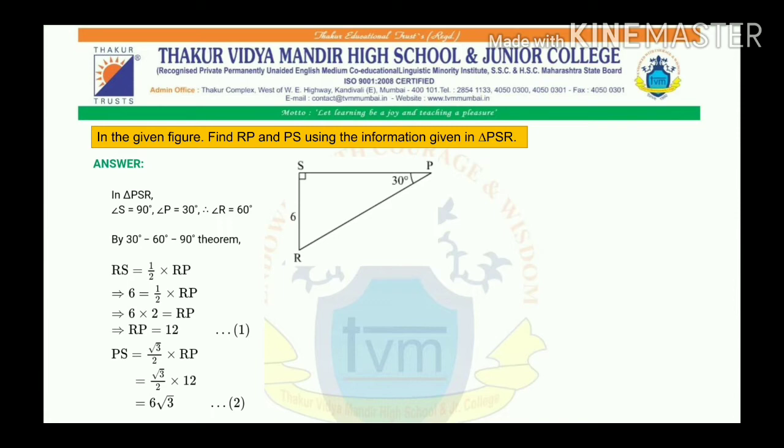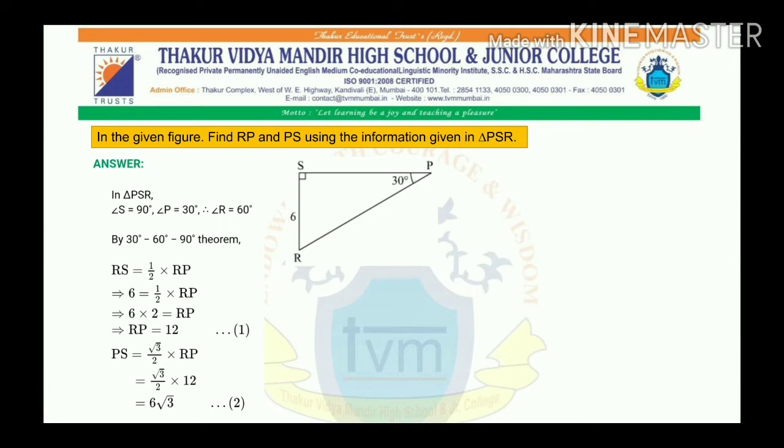So students, in a triangle, a right angle triangle is at S. RS is 6 and angle P is 30 degree. These informations are given to you. So this is to be a 30, 60, 90 degree triangle, which we have studied in 9th standard.